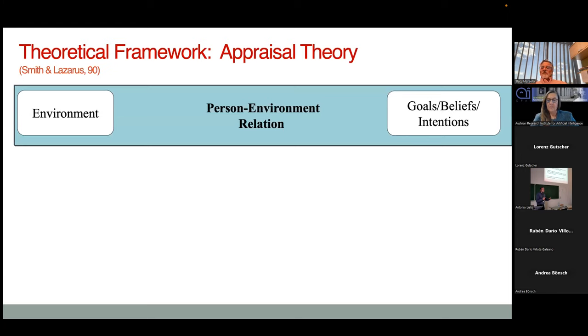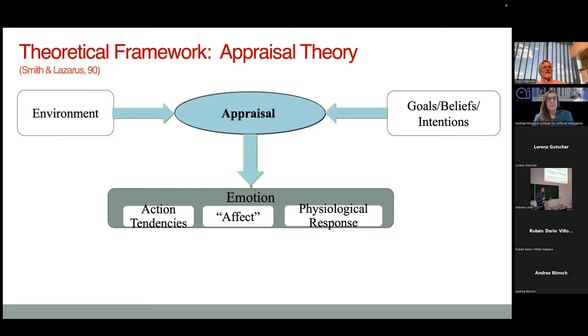So let me just go over what appraisal theory is in case there's people in the audience that don't know it. So basically, if you look at appraisal theory and specifically Lazarus's appraisal theory, there's this notion of the relationship of the person to their environment. So the person has certain goals and beliefs and intentions in relationship to the environmental situation they're embedded in. Now, the appraisal process basically appraises the environment in terms of how it impacts the individual's goals and intentions. And that leads to an emotion.